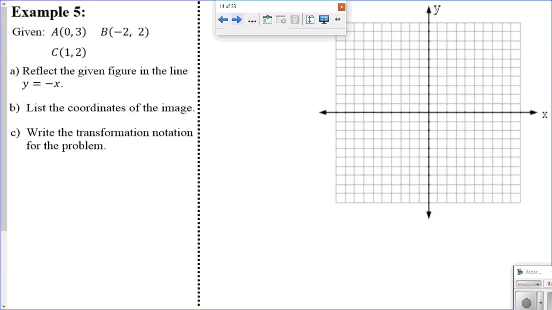All right, so let's do some examples of how you're going to have to do this. All right, so go ahead and graph the original and label it.